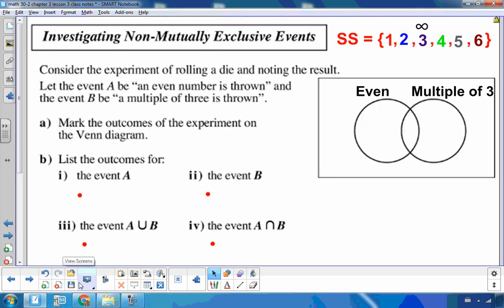So let's look at non-mutually exclusive events. So same idea with the die, but now we're going to categorize our events into even numbers for event A and multiple of 3 for event B. So let's just go through them all one at a time again. So number 1. It's not even, it's not a multiple of 3, so it goes on the outside. 2 is even. 3 is a multiple of 3. 4 is even. 5 is not even, it's not a multiple of 3, so it goes on the outside. 6. Now 6 is even, but it's also a multiple of 3, so I'm going to put it in the middle because it's true for both.